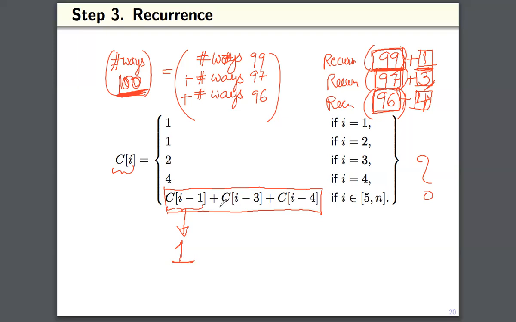Make sense? If you use 3, now you need to make 97. So how many ways are there to make 97? C of 97. So C of I minus 3 here. Similarly, if you use a 4 cent coin, the remaining amount to be created is 96. So recursively compute how many ways there are to create 96. Make sense?